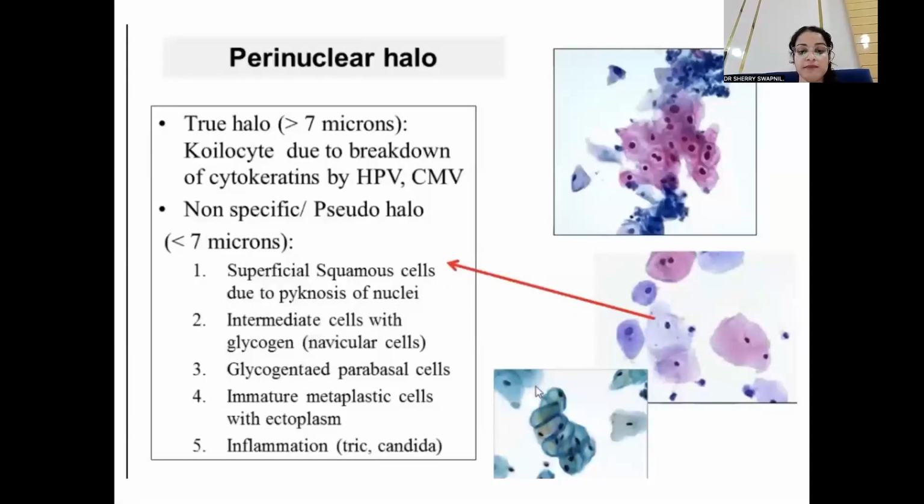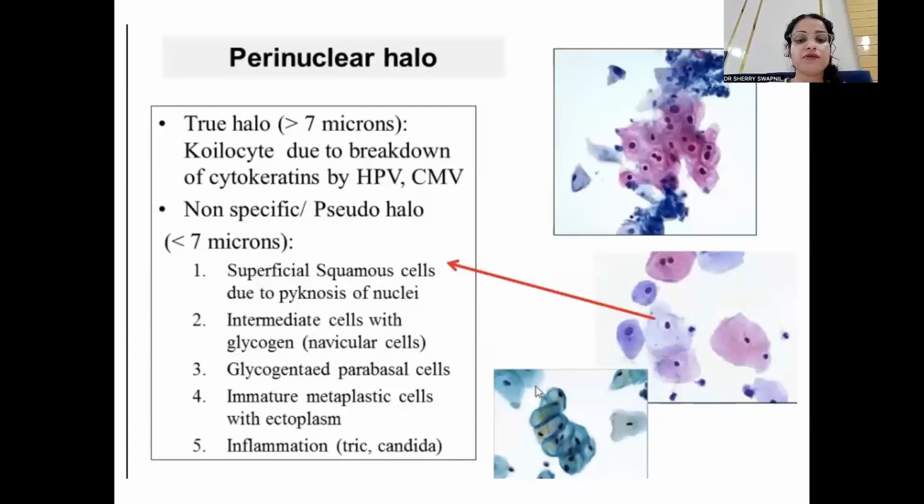Next slide, please. Now, moving towards perinuclear halo. As I have told you earlier also, what is perinuclear halo? It is a centrally placed nucleus with a clearing zone around it. This clearing zone is called perinuclear halo. So it can be seen in multiple cases.